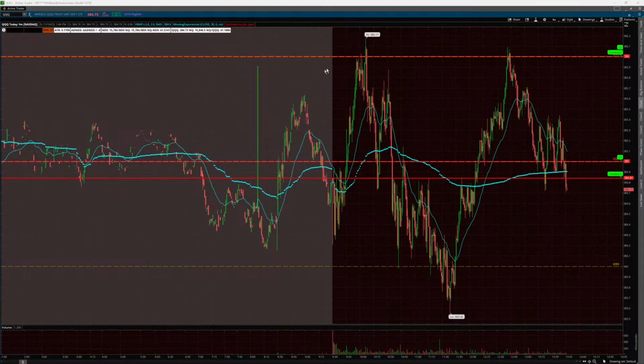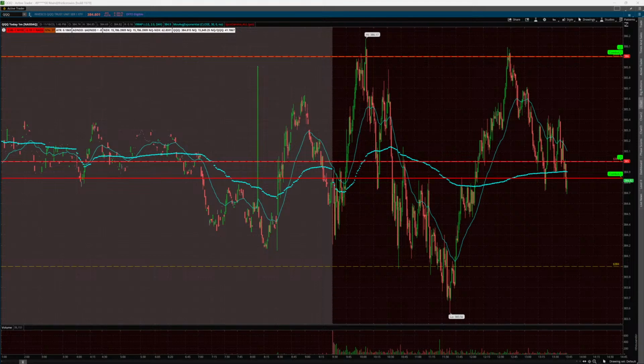And this is the 386 level, QQQ 386, clearly acted as resistance today. That is an L2 level, a large gamma 2 level. There's also a combo level combining QQQ and NDX gamma weighted open interest into one level, in this case in terms of QQQ price. And for QQQ, the call wall is still up above at 390. All right, so that's the primary level.